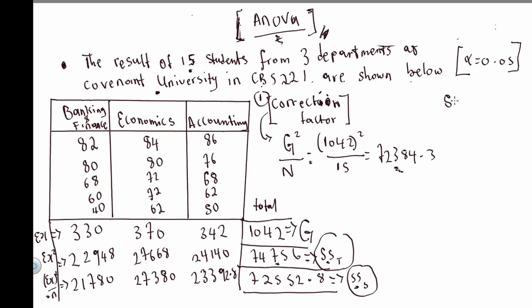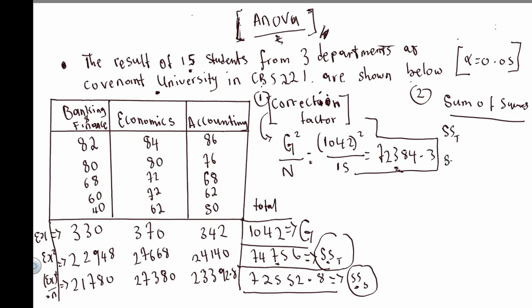So the next thing to do is to find the sum of squares. This is the second thing to do. To find the sum of squares, we need to find the sum of squares total, the sum of squares between, and the sum of squares within. Very simple. So this is not the sum of squares total, this is just what will help us find the sum of squares total.